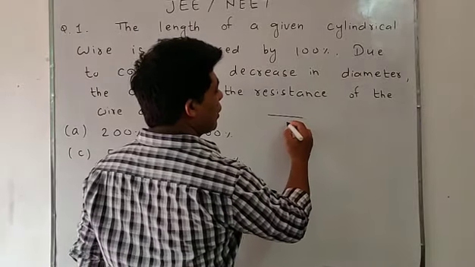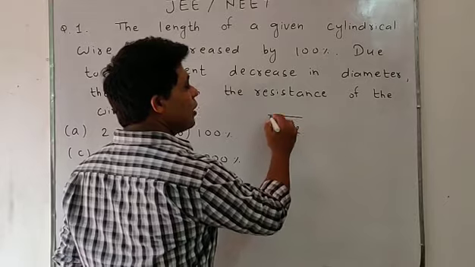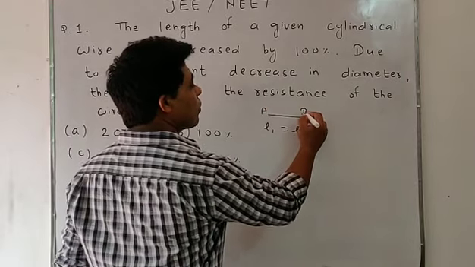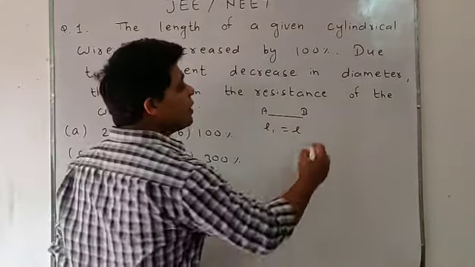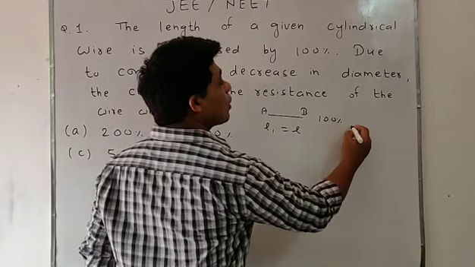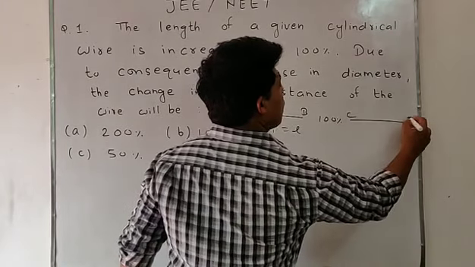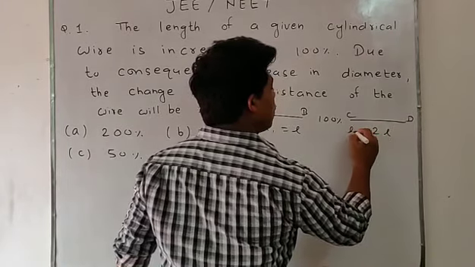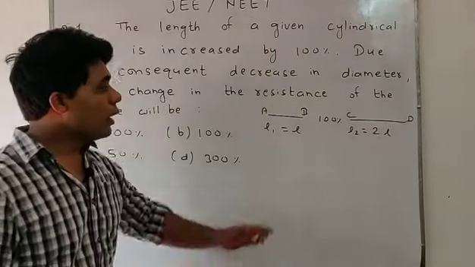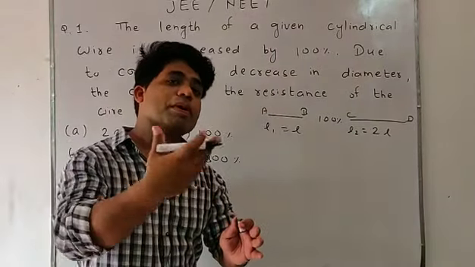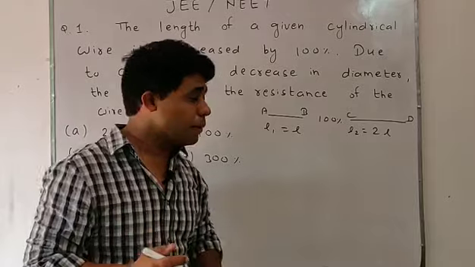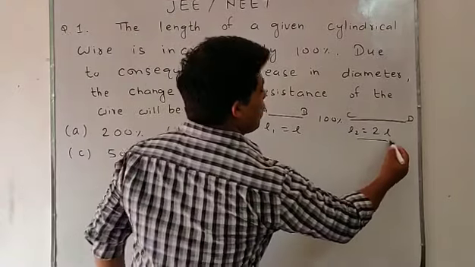Actually we are given a wire, its initial length is L, suppose AB is a wire. Its length increases by 100%, what does that mean? It becomes 2L, so L2 will be 2L. 100% increase means L plus L, it becomes 2L. That is the important point.